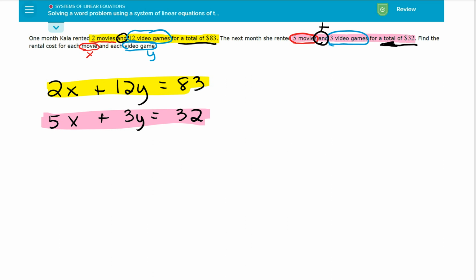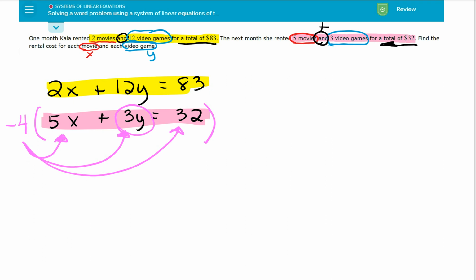If I take my pink equation and multiply it times a -4, and of course I have to multiply the whole equation, so I have to distribute -4 to the 5x, -4 to the 3y, and -4 to the 32. When I multiply it times the 3y, I'm going to get a -12y, which would then cancel out the positive 12y from the yellow equation. And that's where the elimination will happen. But I have to make sure I fix the whole equation.